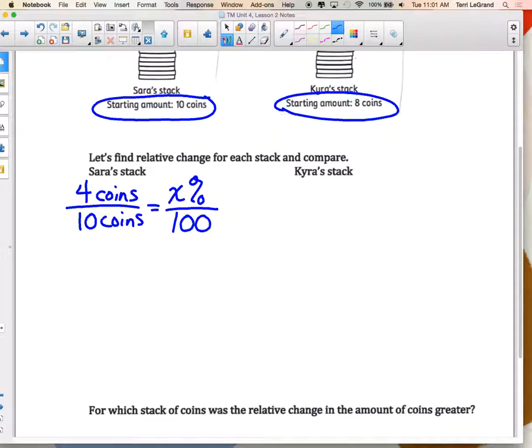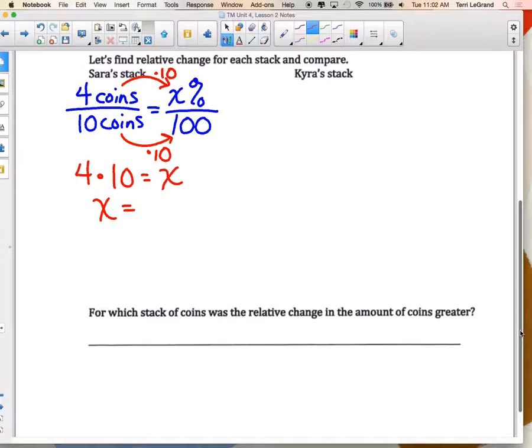Okay. Now let's check to see if this one is friendly. We need to get from 4 to X. So do we know what to do to get from 10 to 100? Make it times 10. Multiplied by 10. 10 times 10 is 100. So we'll take 4 times 10, and that will give us our x value. So what's the relative change, the percent of change for Sarah's stack? This is the easy part. Whatever's up there. 40%.